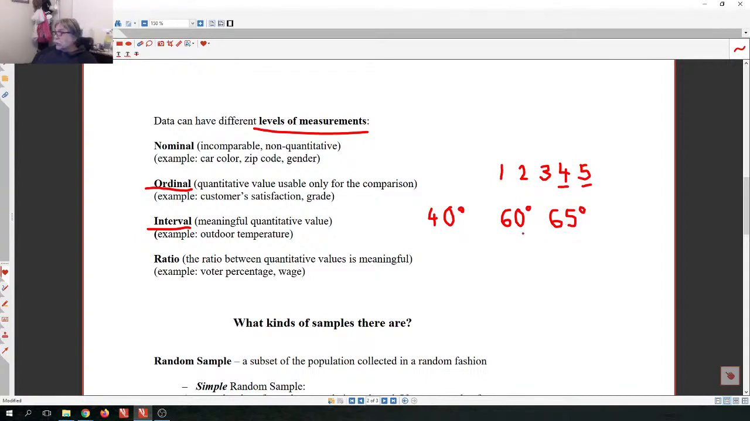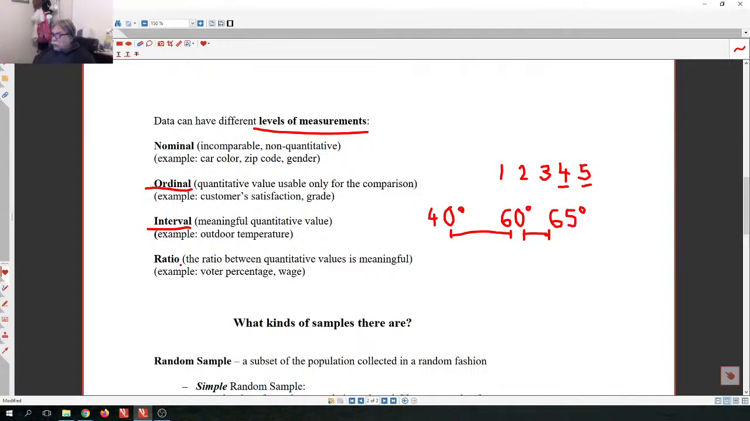But I also know that 65 is not that much better than 60, but 60 is significantly better than 40, meaning that the interval between two numbers, which is here 20, and in this particular case is only 5, also tells me something. So the interval between two numerical values is also telling me something about those numbers. It's not just a comparison of which number is bigger and which one is smaller.